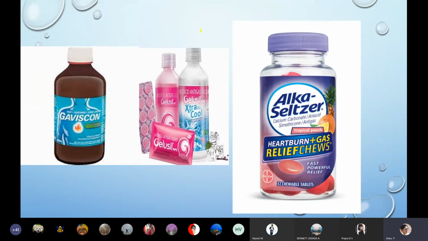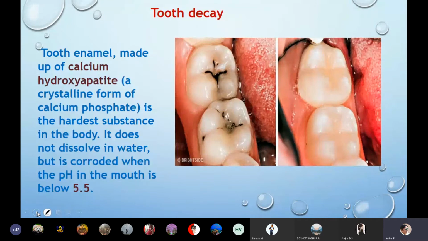So how will tooth decay be prevented by using these neutralization reactions or by knowing the pH value? Generally, our tooth is made of calcium hydroxyapatite. It is one kind of calcium phosphate, Ca3(PO4)2. That is the formula for calcium phosphate. Maybe I'll write it here. Our tooth enamel is covered by this calcium phosphate.